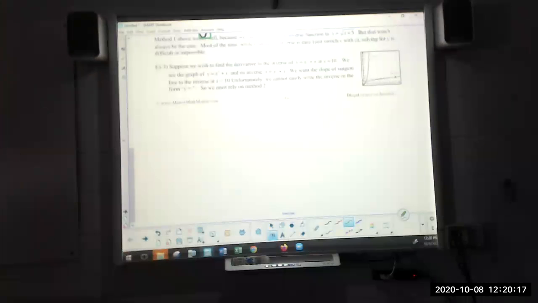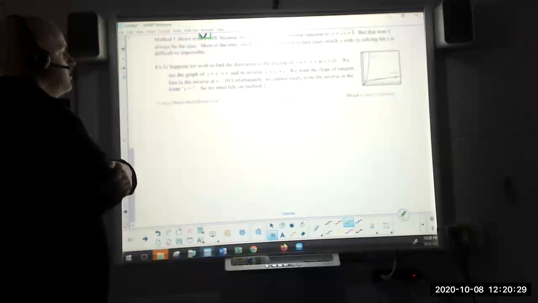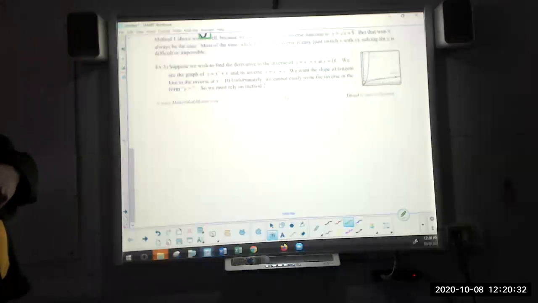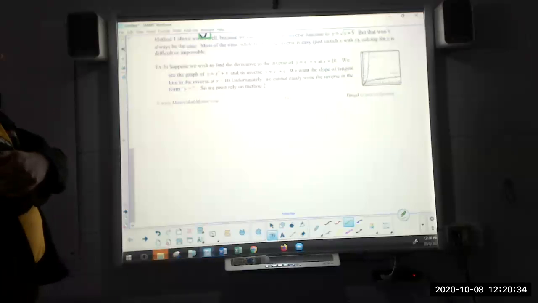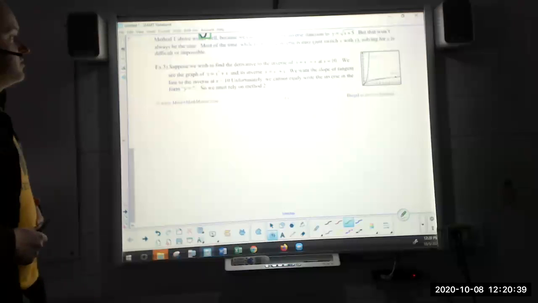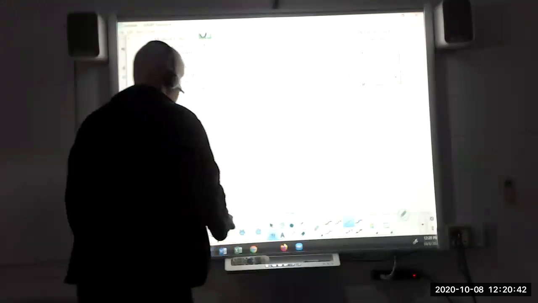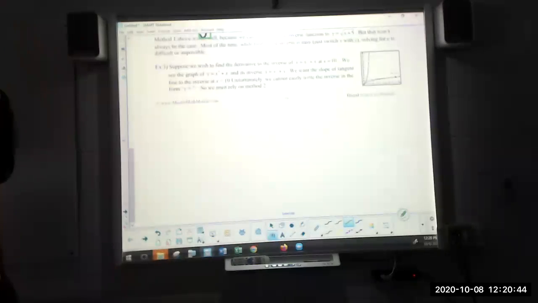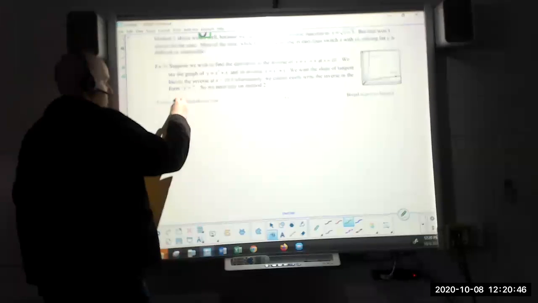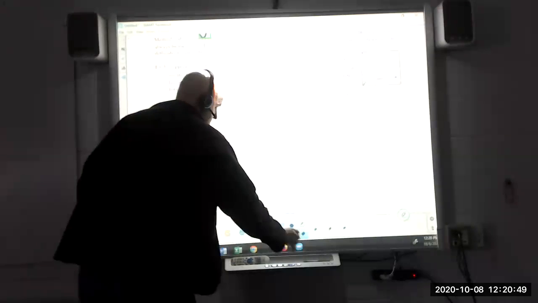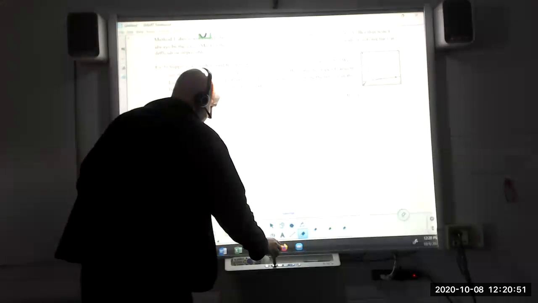How about the derivative to the inverse of y equals x cubed plus x at 10? We have the graph of x cubed plus x and the inverse of x cubed plus x. We want the slope of the line tangent to the inverse at x equals 10. However, we can't actually solve for the inverse directly. So what are we going to do? Well, we can do what is suggested, which is use implicit differentiation.